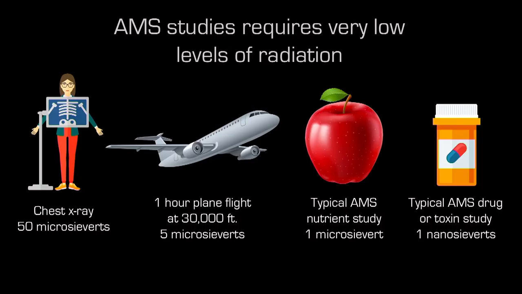Well, a typical AMS nutrient study, to follow nutrients through your body, you're only exposed to 1 microsievert. So that's 1/5 of a plane ride or 1/50th of a chest x-ray. And then a typical AMS drug or toxin study, which is what we do a lot of at the lab here, you're exposed to about 1 nanosievert, which is 1,000 times less than 1 microsievert. So the amount of radioactivity required to do these types of studies is very low. There's no toxicity involved, but it still allows us to trace these chemicals to see where they're going in your body and what effects might occur.